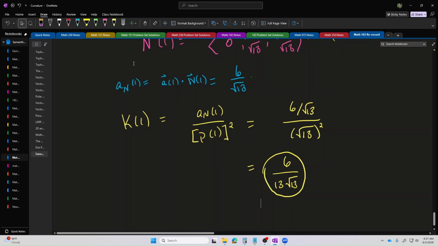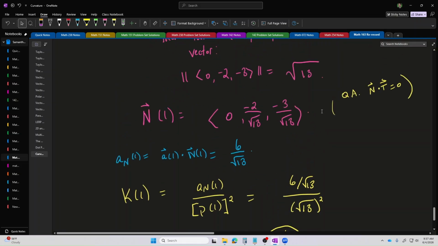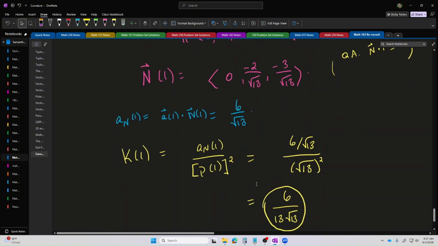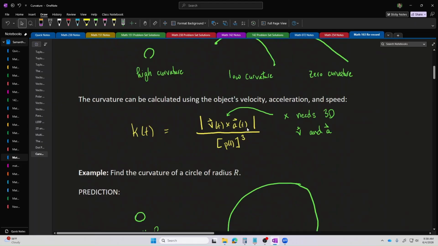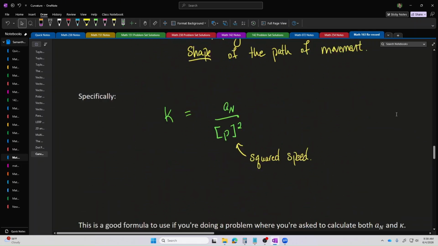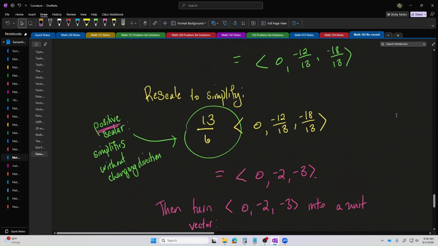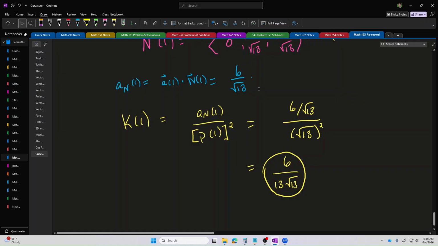If I did not have to find the normal vector, if I did not have to find the normal component of acceleration, maybe then I would have used this other formula involving the magnitude of the cross product. However, because I did have to find the normal component of acceleration anyway, I might as well use that quantity to find the curvature more easily.